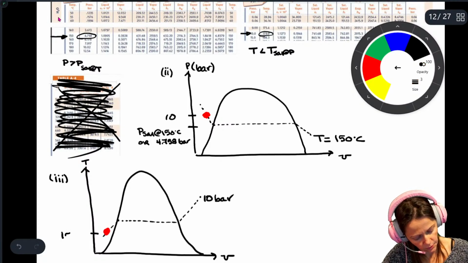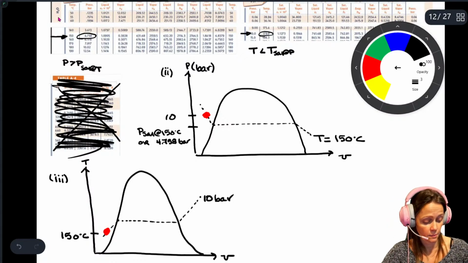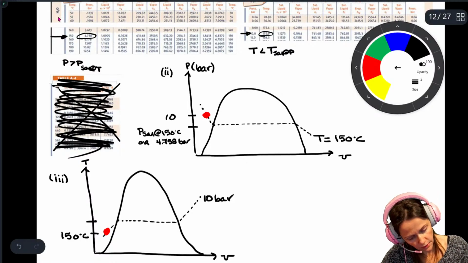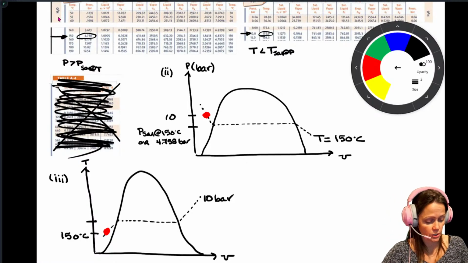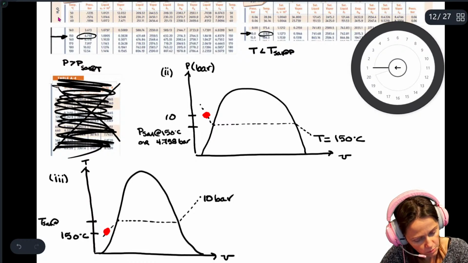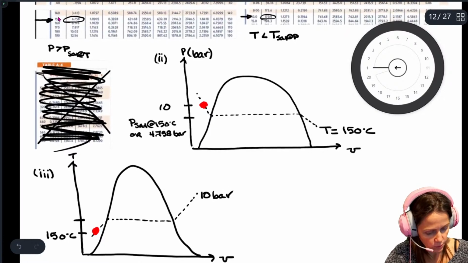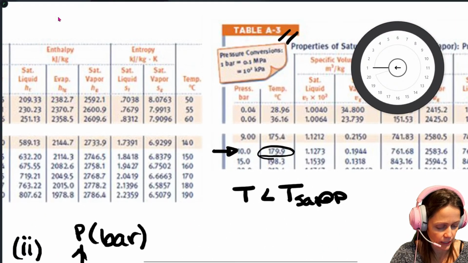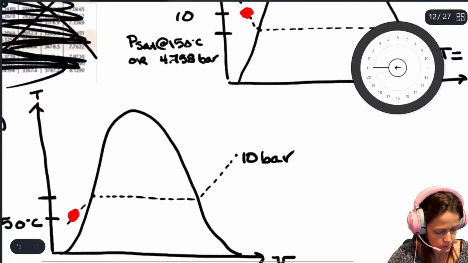All right, so we'll say that's 150 degrees Celsius. And if I wanted to know what this temperature right here is, well, this would be the saturation temperature. That would be T sat at 10 bar, which if you look over here at table A3, you can see that's 179.9. So let's write that down here.